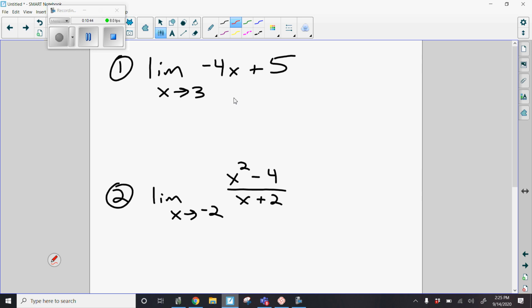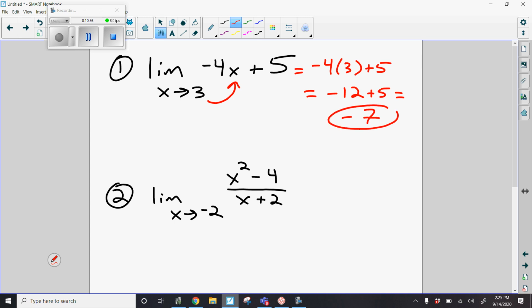So I plug in 3 here. I get -4 times 3 plus 5, which gives me -12 plus 5, which equals -7. Very simple, not very interesting. The likelihood of seeing a problem like that on the AP exam is pretty low, because it's pretty easy to just plug in and solve. But I want to take a look at question number 2 here, because this is much more interesting.